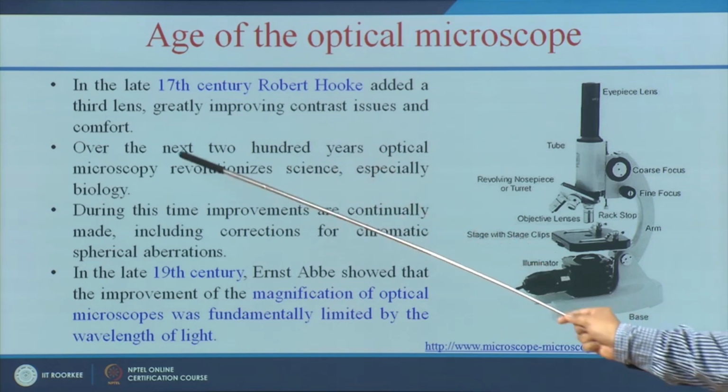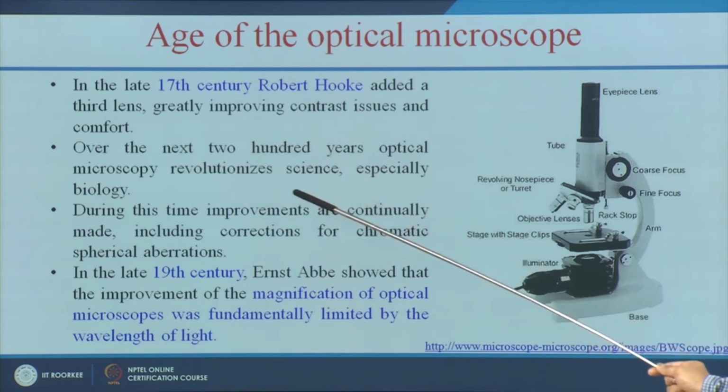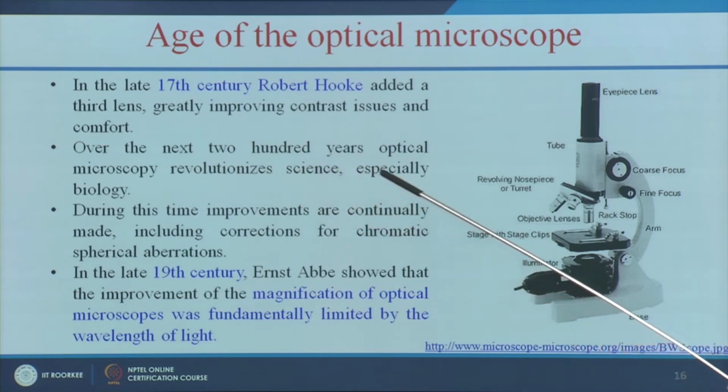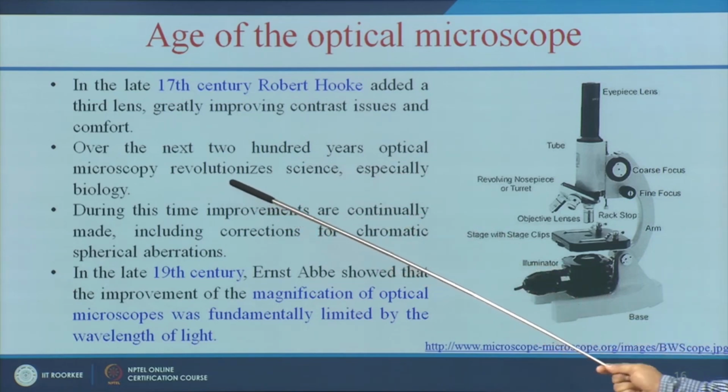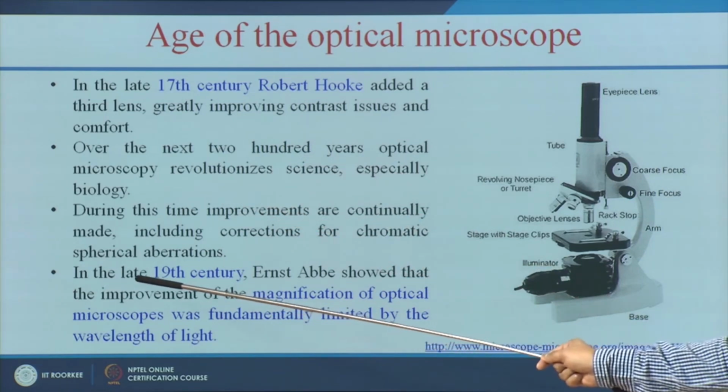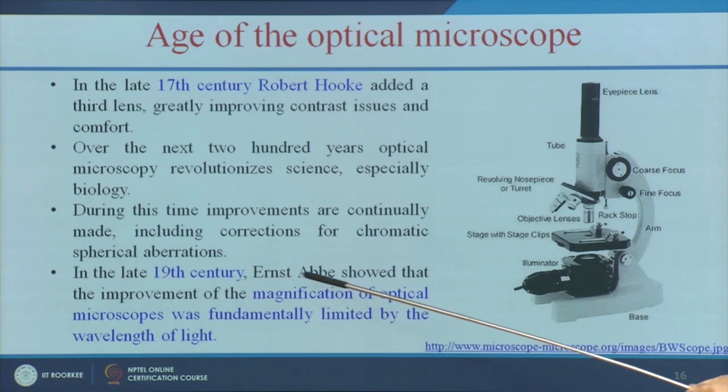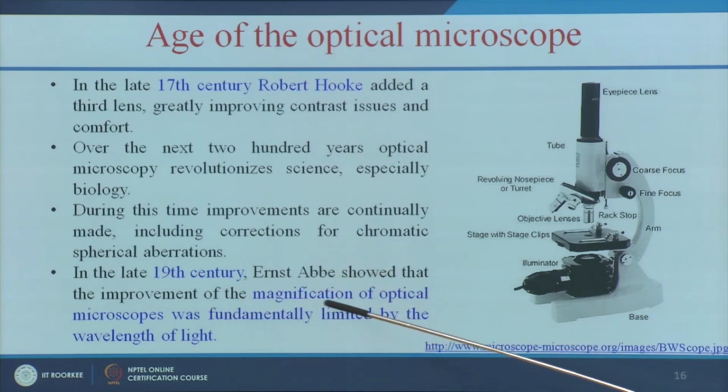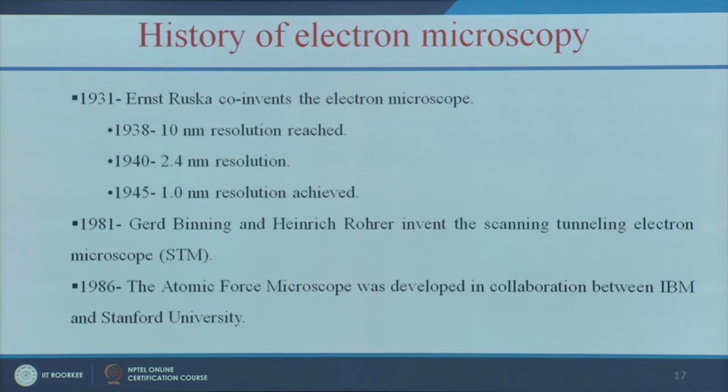For the next 200 years, the optical microscope played a very major role in biology and other fields. In the late 19th century, Ernst Abbe showed that improvement of the magnification of optical microscopes was fundamentally limited by the wavelength of the light. So, the wavelength of the light is very important in deciding the magnification of optical microscopes. That is why they moved to the electron microscope.